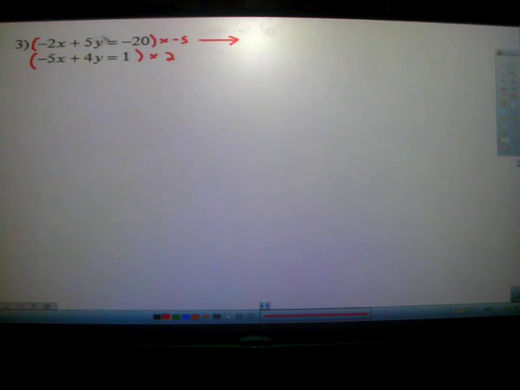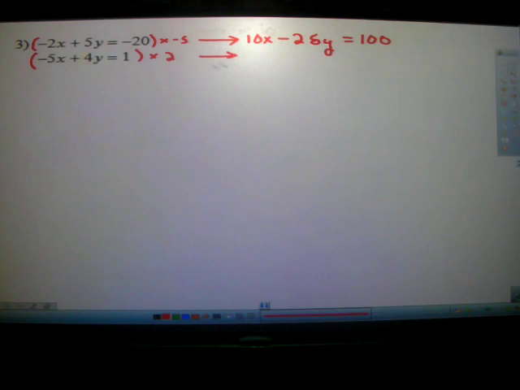Okay, all these top ones by -5. So negative times a negative, that would be positive 10x. 5y times -5 is -25y. Make sure you're careful with your multiplications. -20 times -5 is positive 100.